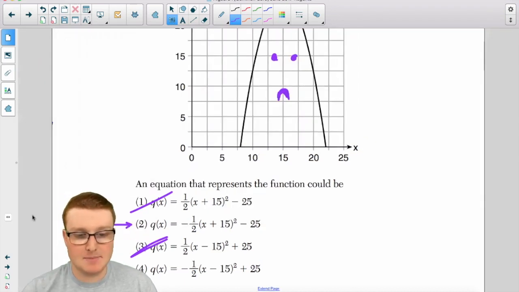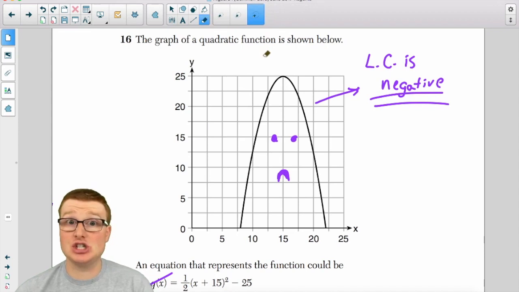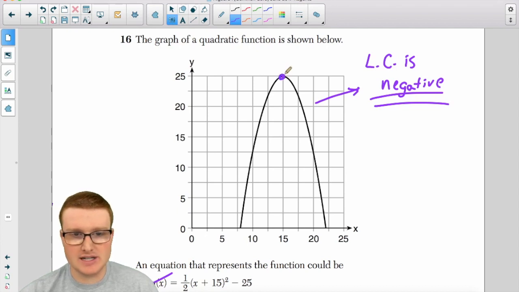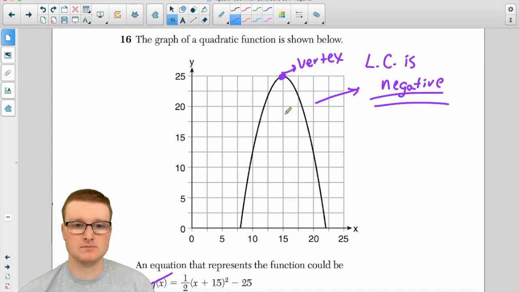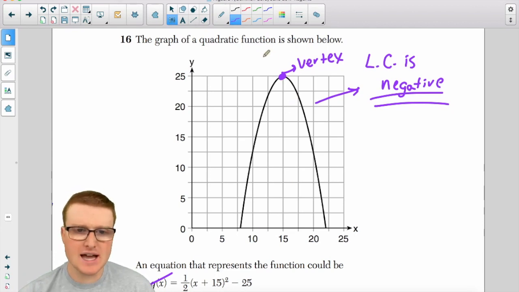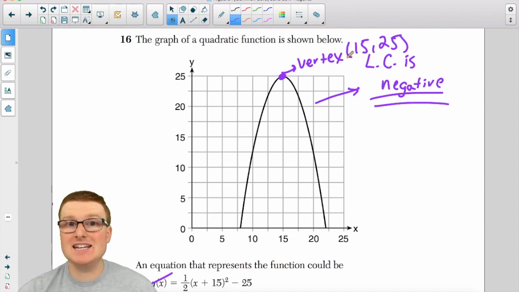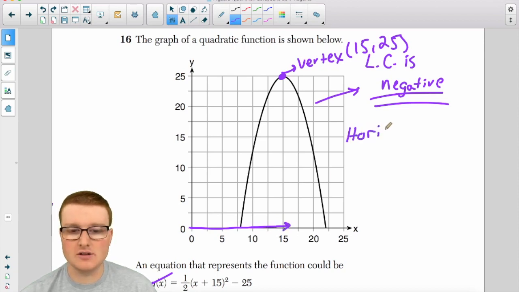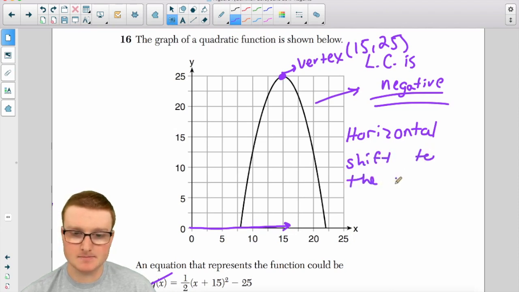So what's going to happen is we're just going to analyze the shift that's going on, okay? You need to know how to indicate your shifts. So this is the vertex, okay? This will tell you everything about the horizontal shift as well as the vertical shift. The vertex is the point (15, 25), okay? 15 indicates a horizontal shift. Well, obviously it's shifting to the right, okay? So it is a horizontal shift to the right by 15 units.